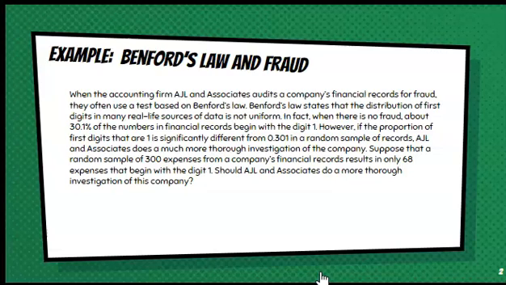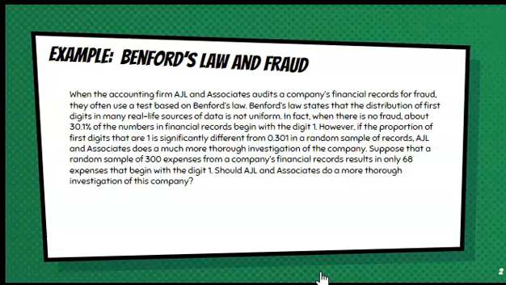not uniform. In fact, when there's no fraud, about 30.1% of the numbers in legal or financial records begin with the digit number 1. However, if the proportion of the first digits that are 1 is significantly different from 0.301 in a random sample of records, AJL & Associates does a more thorough investigation of the company.